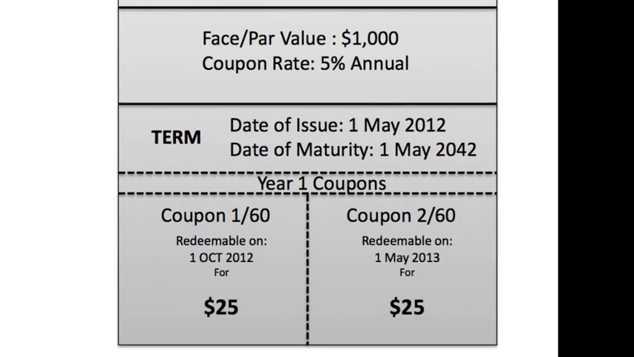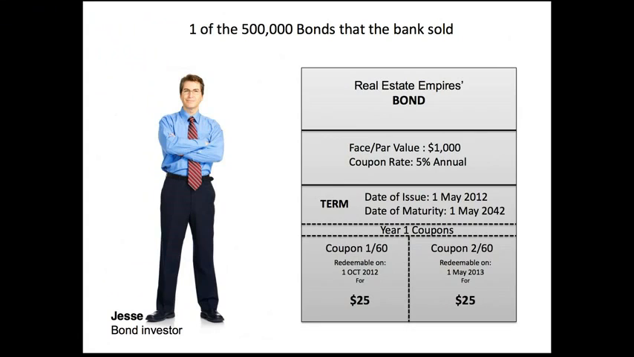So really, it's that simple. If Jesse would buy this bond the day it was issued and he'd hold it until maturity, he would get his $25 check every 6 months, and at the end he'd get his $1,000 back. And that's all there is to understanding how a bond works.